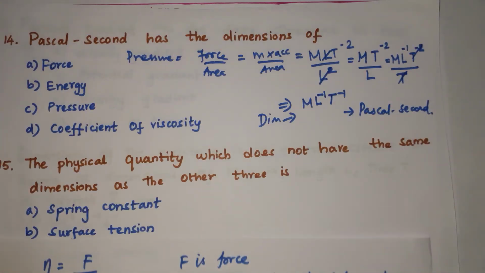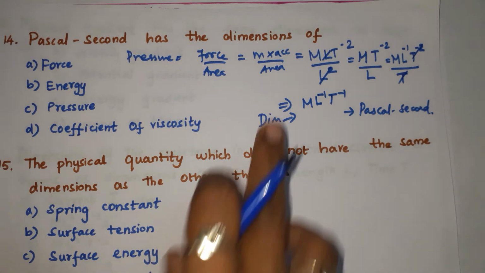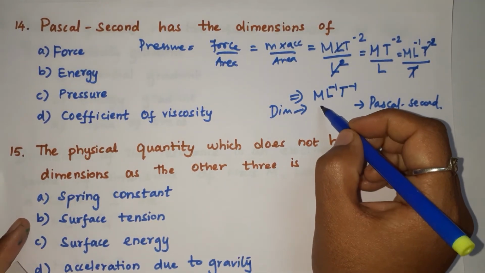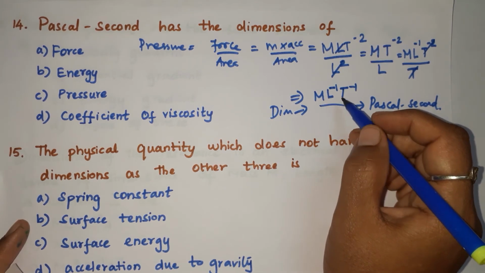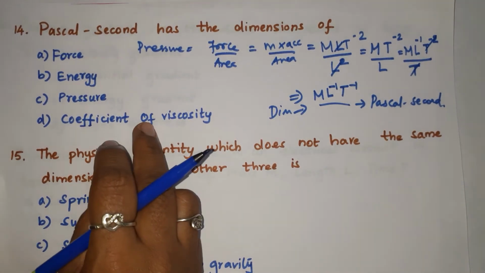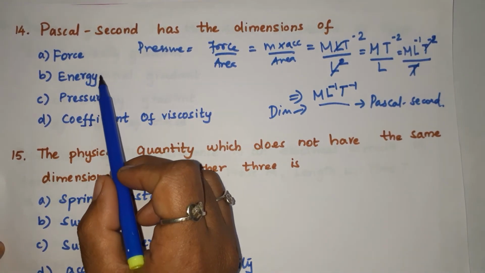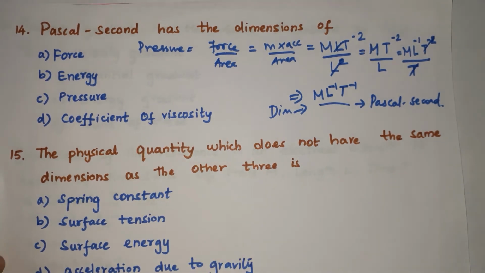So we just check whether we are getting the pressure. Pascal is the unit of pressure. Hence dimensional formula M L power minus 1 T power minus 1, from the formula of this we are getting. So which answer will be taking place for this? Just check it. This is force, energy, pressure, coefficient of viscosity.